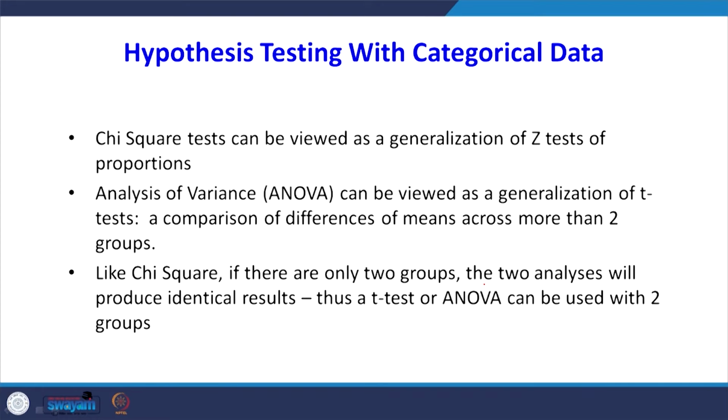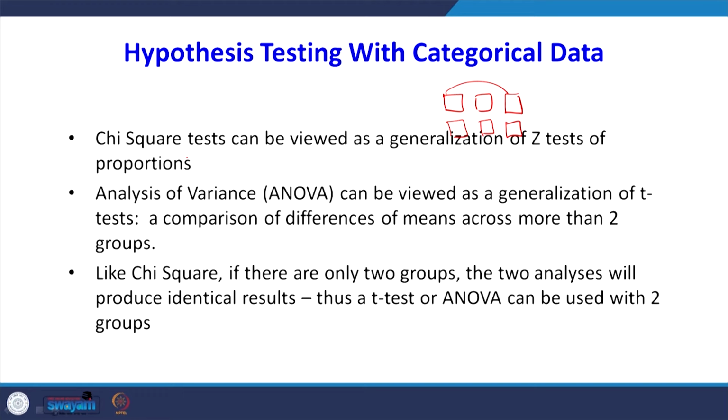Here it is hypothesis testing with categorical data, because we are going to say group 1, group 2, group 3. We have seen the 2 sample Z proportion test. You remember the 2 sample Z proportion test. If you want to compare the proportions of more than 2 populations, you should go for the chi-square test. Similarly, if you want to compare more than 2 population means, you should go for ANOVA.